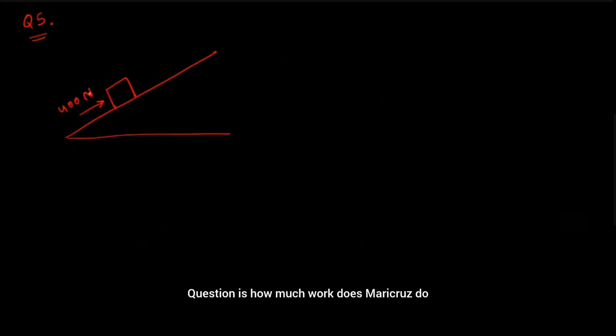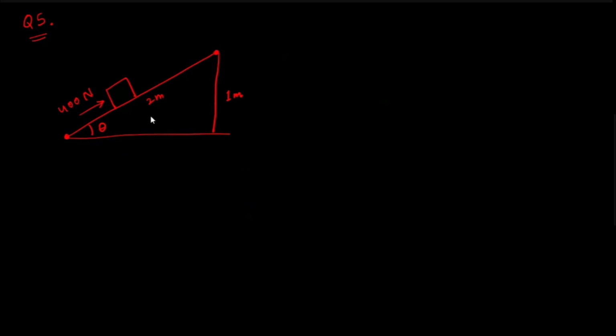Question is, how much work does Mary Cruz do in sliding the crate up the ramp? This is what we have to find. Again, the distance from here to here is 2 meters, whereas the vertical height is about 1 meter. Can you find out this angle using these two values, 2 meters and 1 meter? So just find it out and tell me what should be the angle of inclination first. 30. Yeah, correct. So we got the angle here. That theta is going to be 30 degrees.